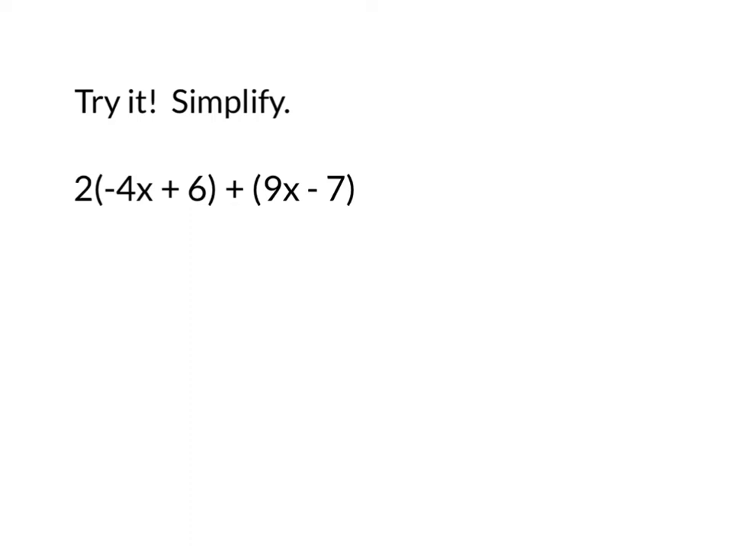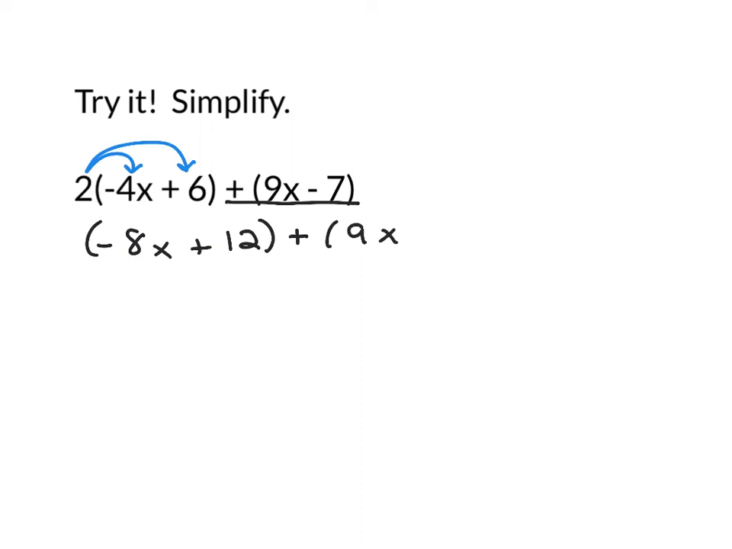When I look at the beginning of this expression, I notice that we have two groups of negative 4x plus 6, and we can use our distributive property knowledge to simplify it. 2 times negative 4x equals negative 8x, plus 2 times 6, that equals 12. And we can put that expression inside parentheses, and now we're just going to copy what's left, plus 9x minus 7.